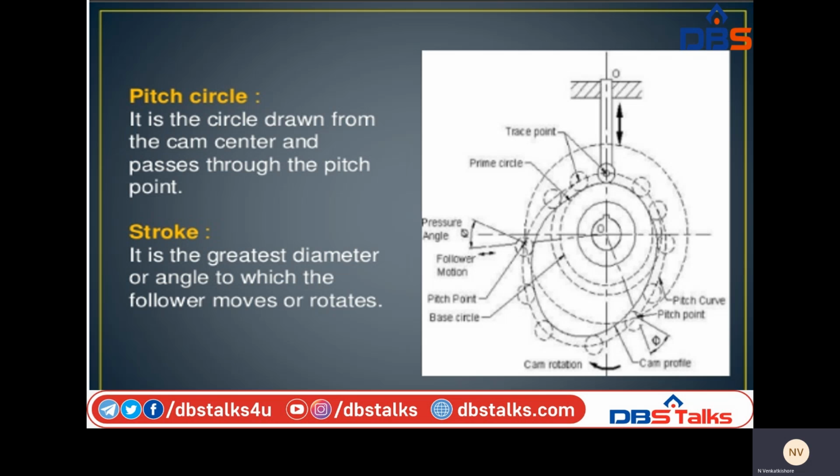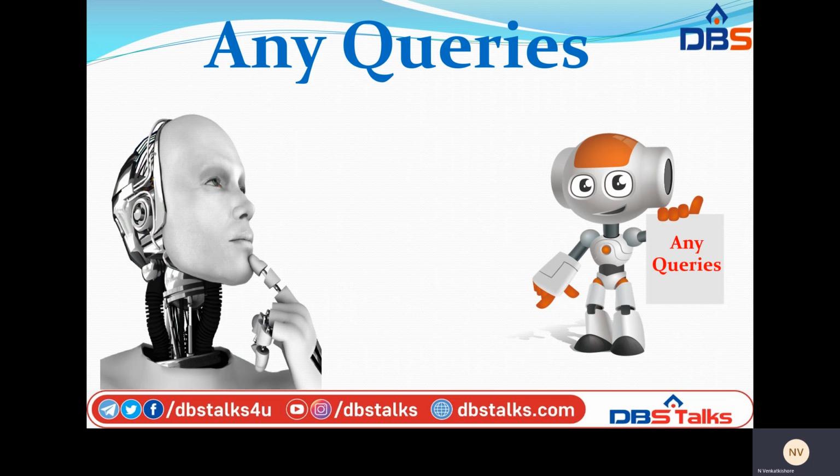Okay, then stroke, this is very important. It is the maximum travel of the follower from its lowest position to its highest position. So simply, in IC engines, in a piston and cylinder, we call it bottom dead center to top dead center. Like that, here also there is the stroke, or otherwise we may simply call it the lift. So lift is also this thing.